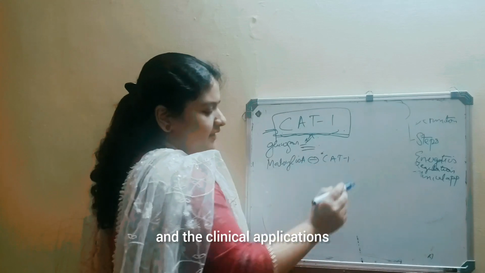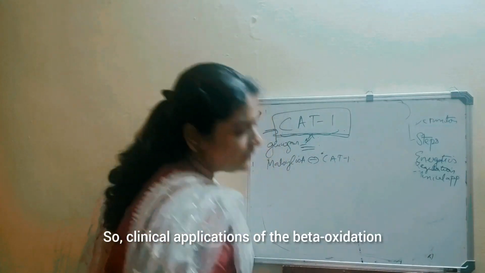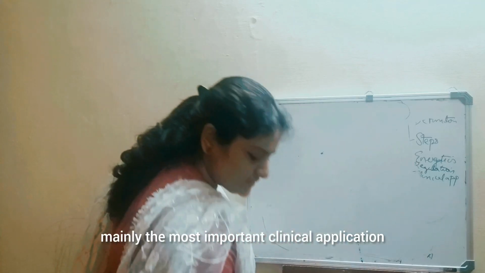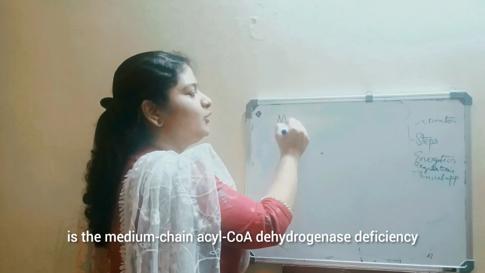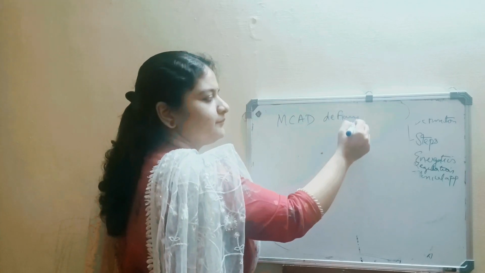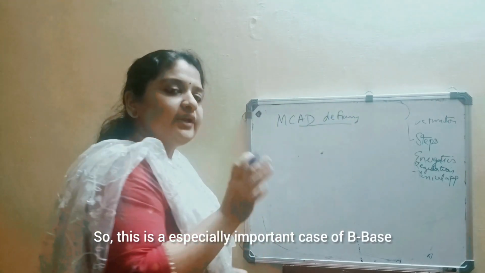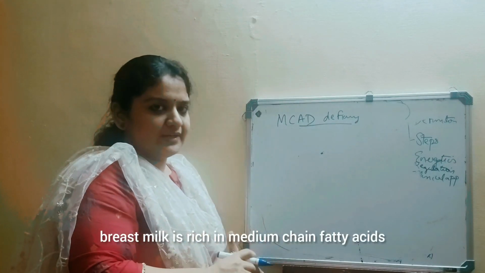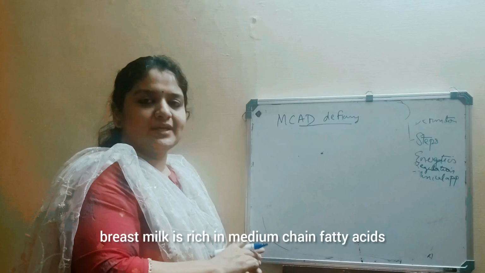Then the clinical applications of beta oxidation. Mainly the most important clinical application is medium chain acyl-CoA dehydrogenase deficiency, MCAD deficiency. This is especially important in the case of babies. Why? Because breast milk is rich in medium chain fatty acids, lauric and myristic acids.